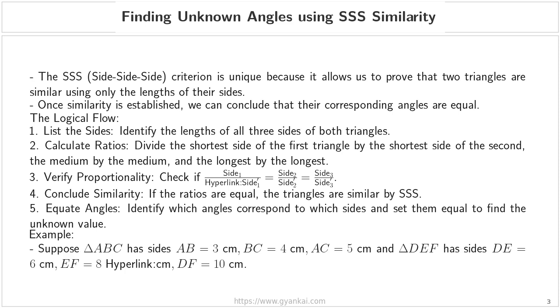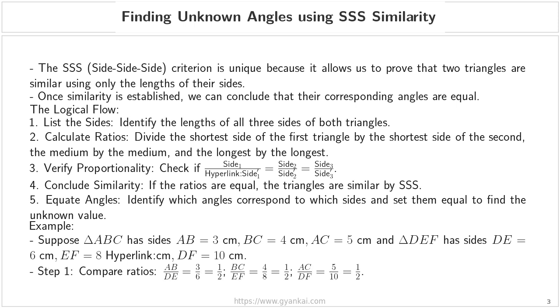Let's look at a concrete example to see this in action. Suppose we have triangle ABC with side AB equals 3 centimeters, side BC equals 4 centimeters, and side AC equals 5 centimeters. We also have triangle DEF with side DE equals 6 centimeters, side EF equals 8 centimeters, and side DF equals 10 centimeters. Following our steps, let's compare the ratios.